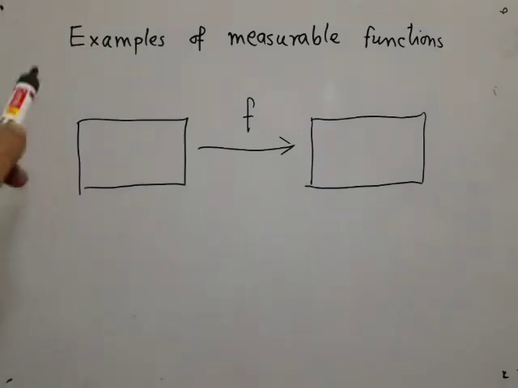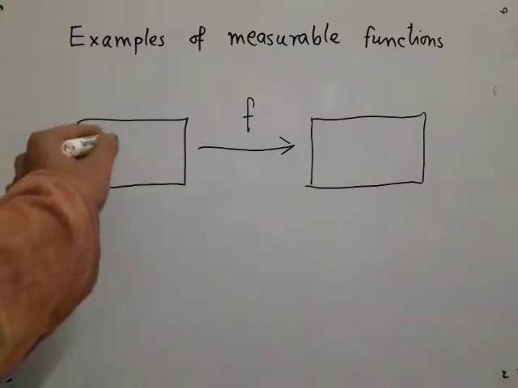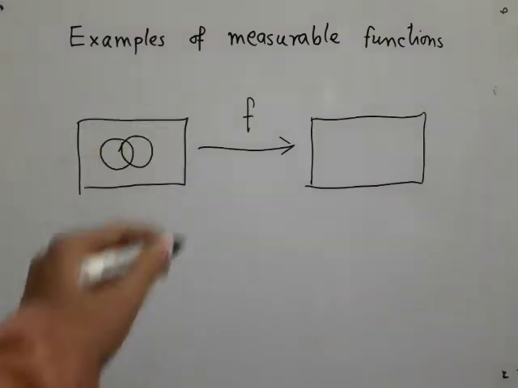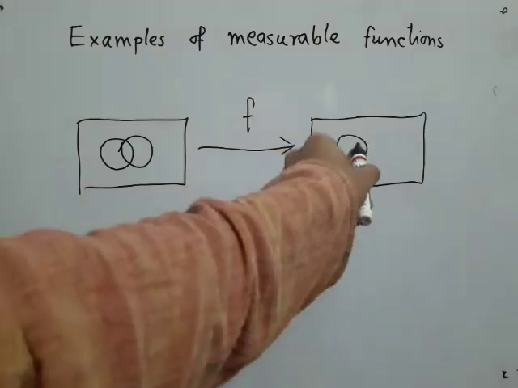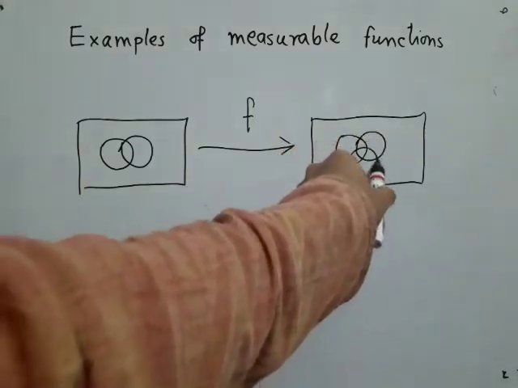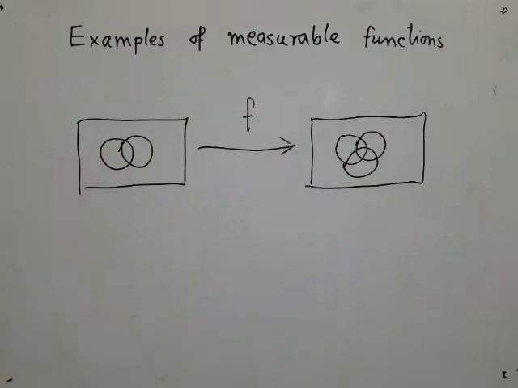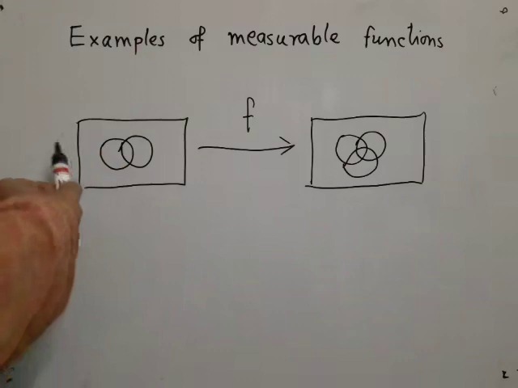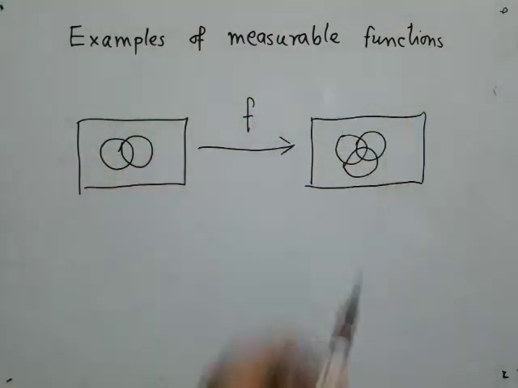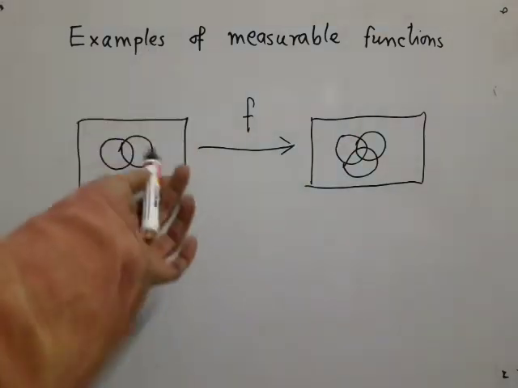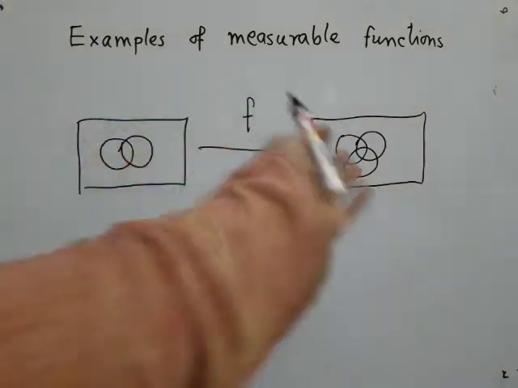Now I give some sigma algebra here. The way I shall do it is by giving a number of subsets. Suppose I give here two subsets and I give here any three subsets. Then these two subsets will induce or generate a sigma algebra. So I consider that sigma algebra here, and similarly the sigma algebra generated by these three subsets. I want to understand when f will be measurable with respect to these.